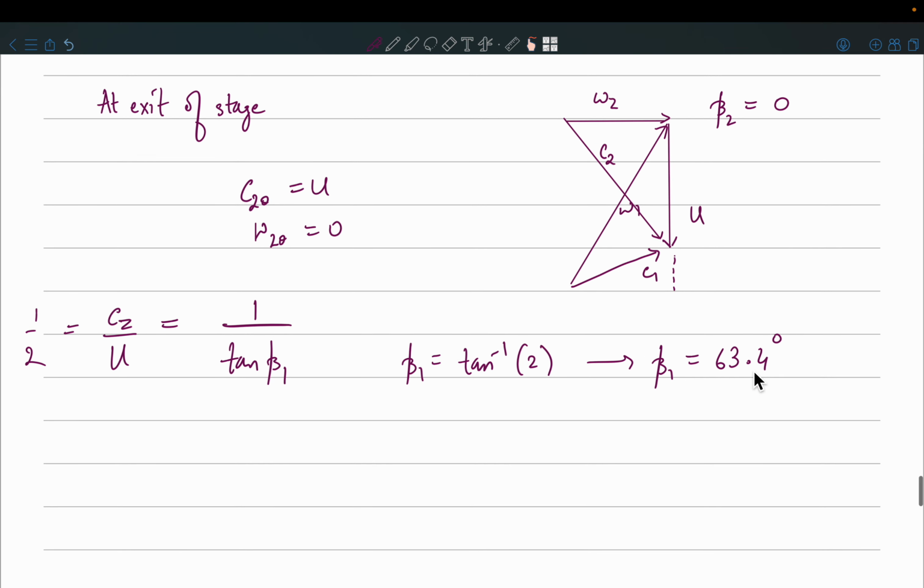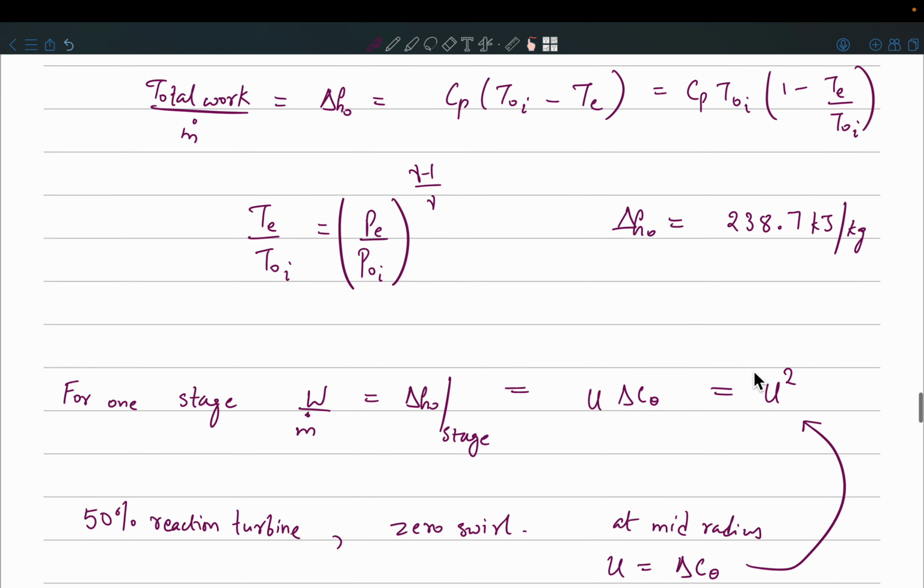Okay, so that's all for today. These are some sample problems on axial turbines.